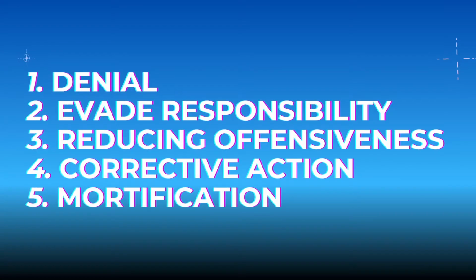The first is denial, the second is evading responsibility, 3 is reducing offensiveness, 4 is corrective action, and 5 is mortification. And there are a lot of subcategories within some of those strategies. So the first strategy is denial. There are 2 subcategories to that.